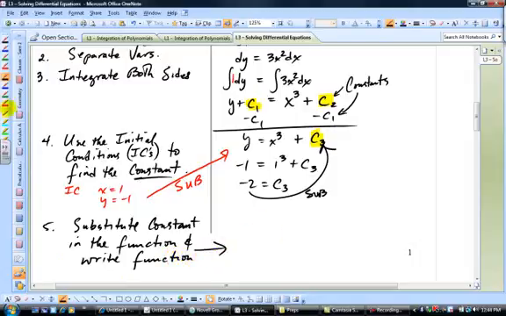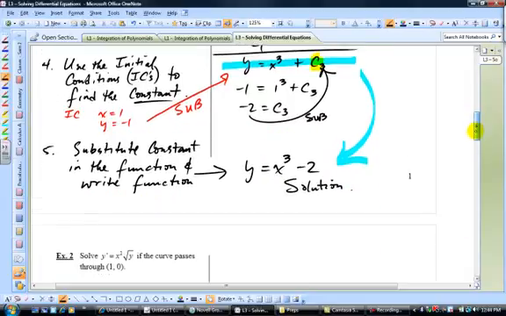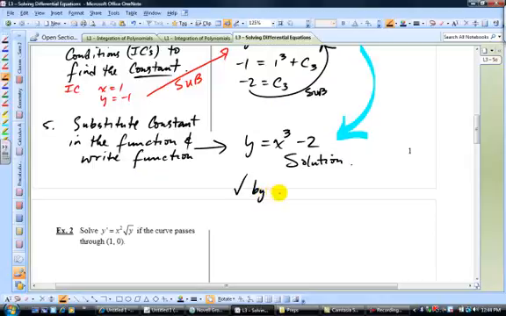Okay, so here we go. Everybody, all eyes up here. So what we're going to do is we're going to say y is equal to x cubed plus c3, but c3 is negative 2, so minus 2. This is my solution. Okay? And how do you check it? Well, you differentiate it. So you want to check by differentiating, and you should get the original derivative.